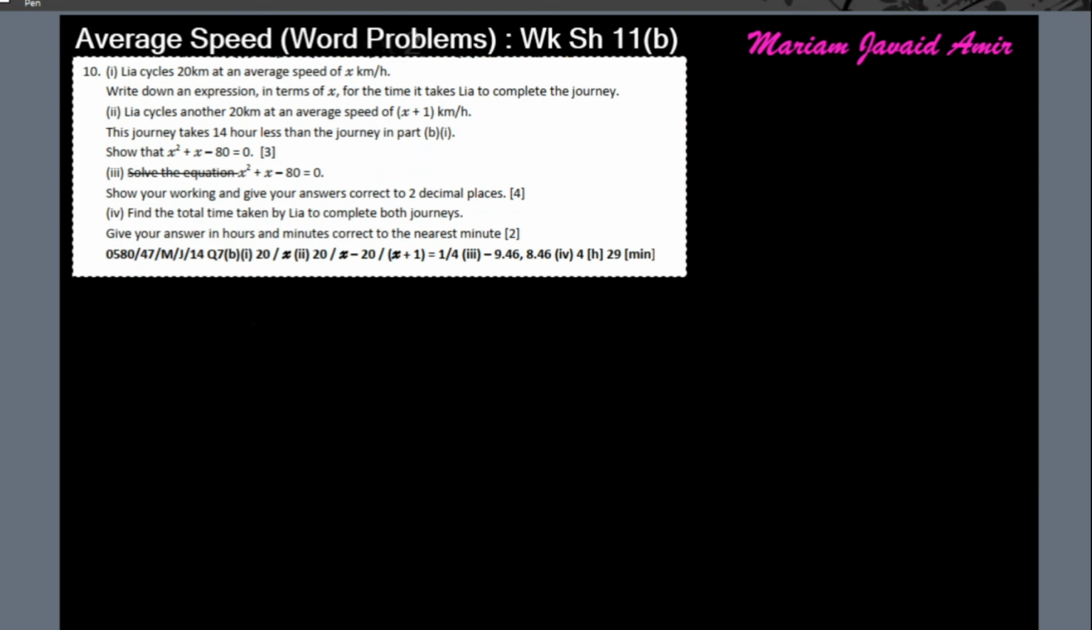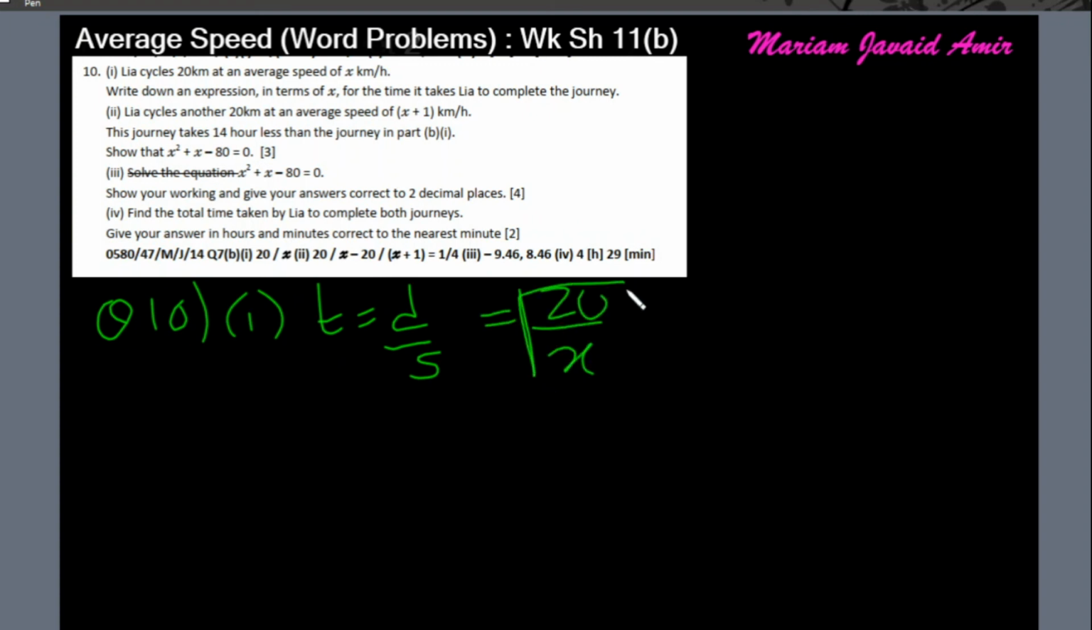Question number 10. Leah cycles 20 km at an average speed of x km per hour. Write down an expression in terms of x for the time it takes Leah to complete the journey. So for part 1, time is distance over speed. Distance is 20 kilometers, speed is x. So this is the answer for part 1.